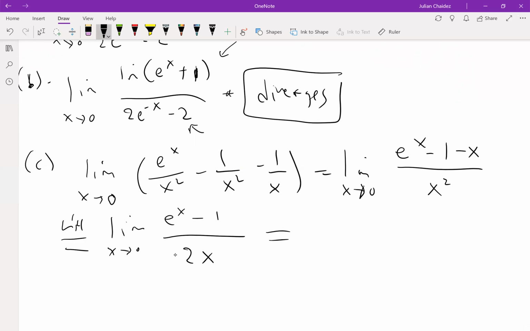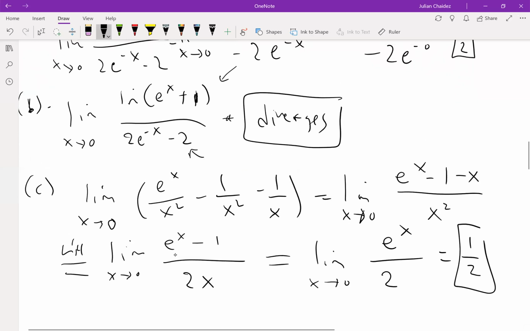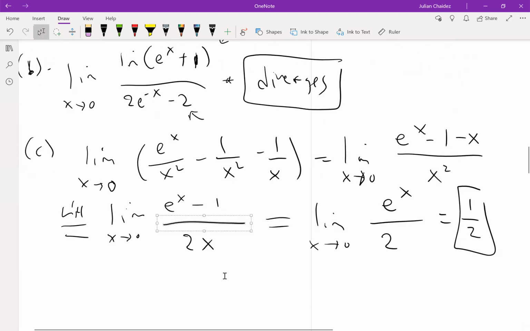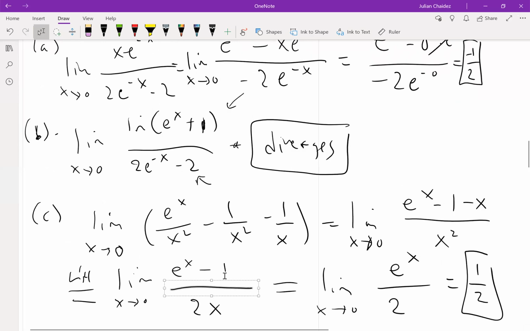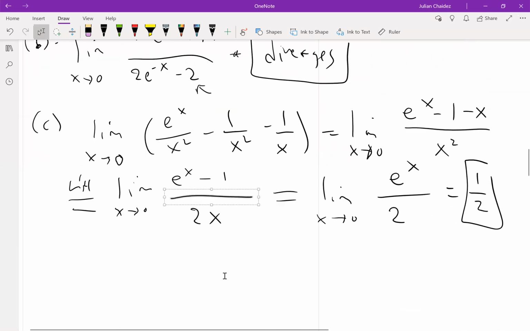And then here, because the limits are 0 over 0 in this situation, I have to apply L'Hopital again. So if I do it again, I get e to the x divided by 2, which is just 1/2. So all the limits I chose today ended up being 1/2, which is kind of boring, but yeah. So this one ends up being 1/2, and I believe that time I got the sign right, so that's good. All right, so that's how you solve those three. Are there any questions about that before we move on?